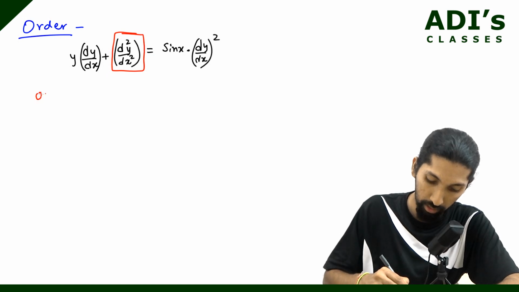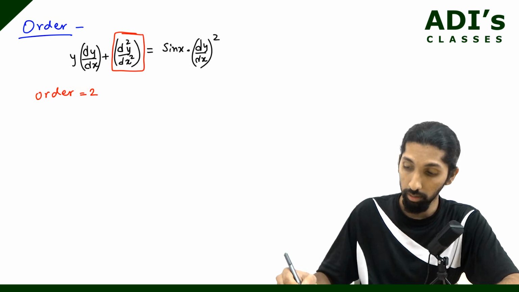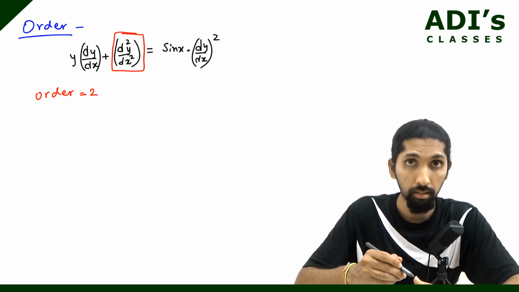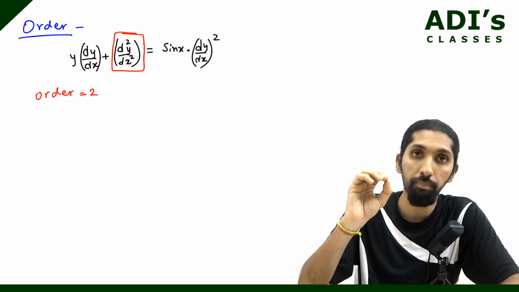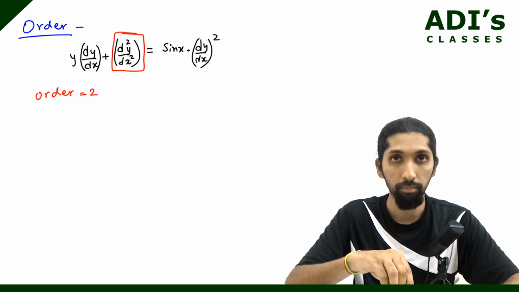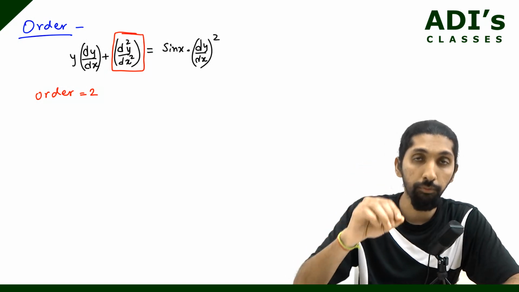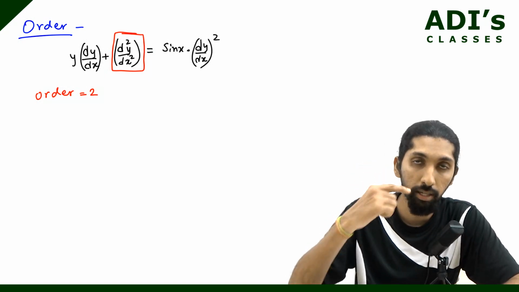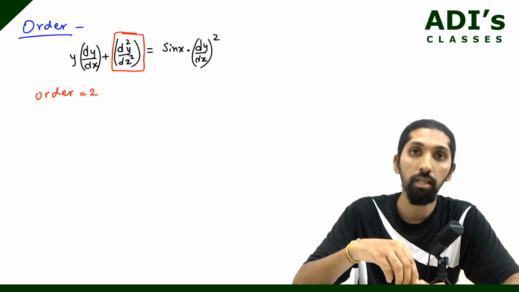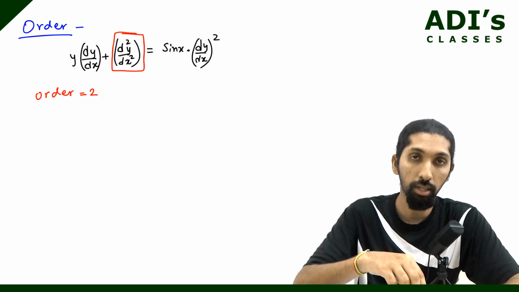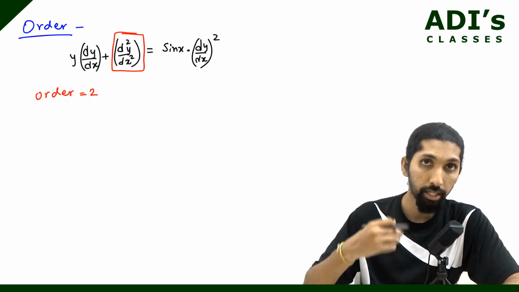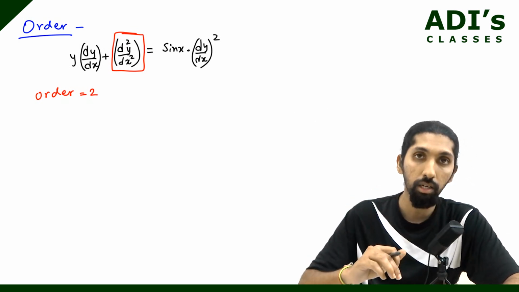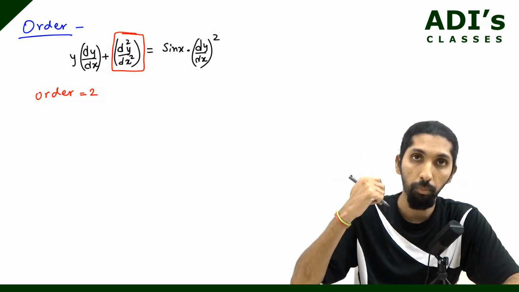So order becomes 2. Now let me repeat what the order is. Order is that particular parameter in a differential equation where it is differentiated the maximum number of times. That is basically the order in a differential equation. So in this case, the maximum differentiated term is d square y by dx square. So the order is 2.